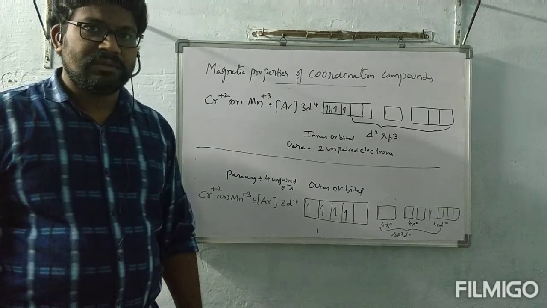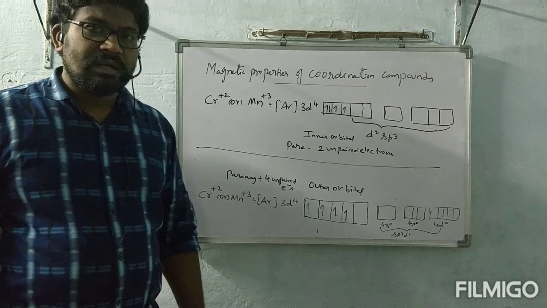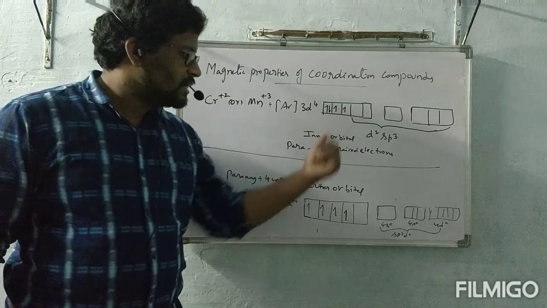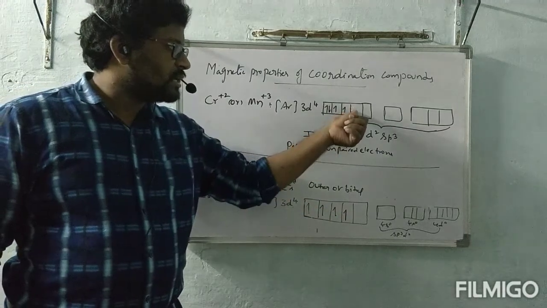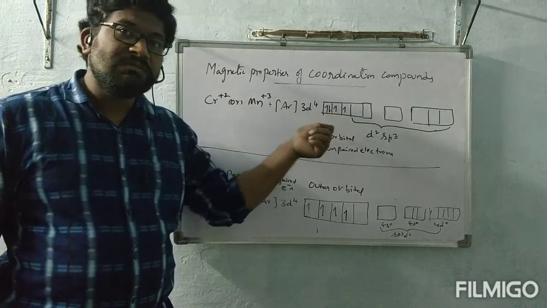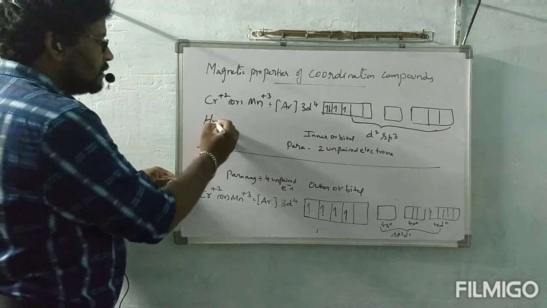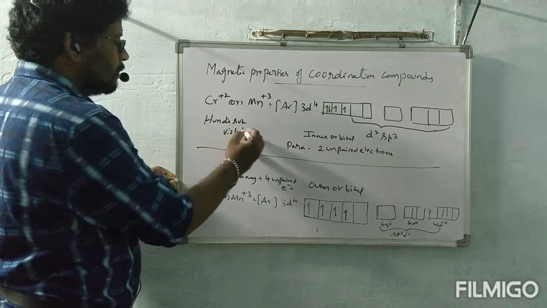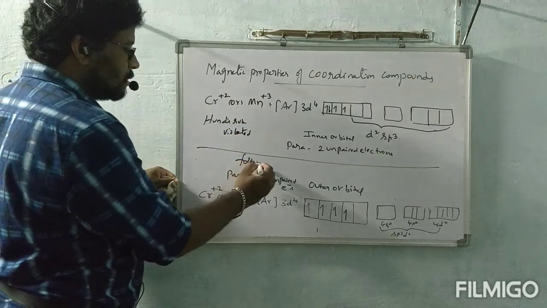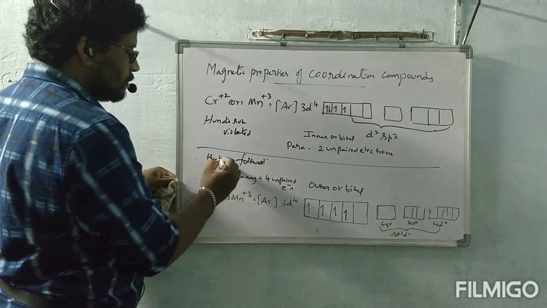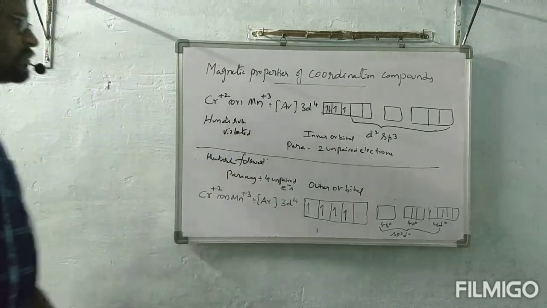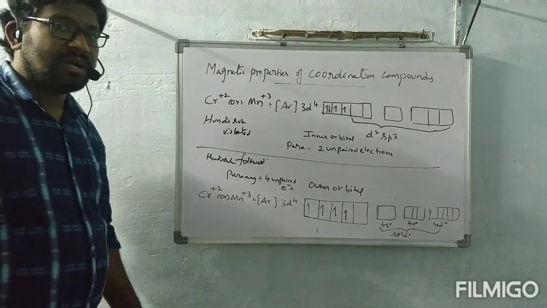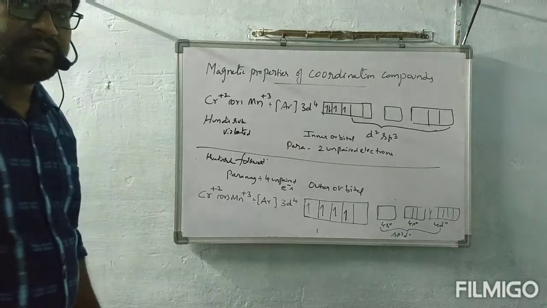Even with 3d6 also. That we will see with examples, and all these are successfully explained by valence bond theory. But why is this pairing taking place? See here, instead of keeping the fourth electron here, I wrote pairing here. That is, Hund's rule is violated here. Here Hund's rule is followed. Why Hund's rule is violated here and followed here, that clarity was not given by valence bond theory, which is called qualitative interpretation of magnetic data.